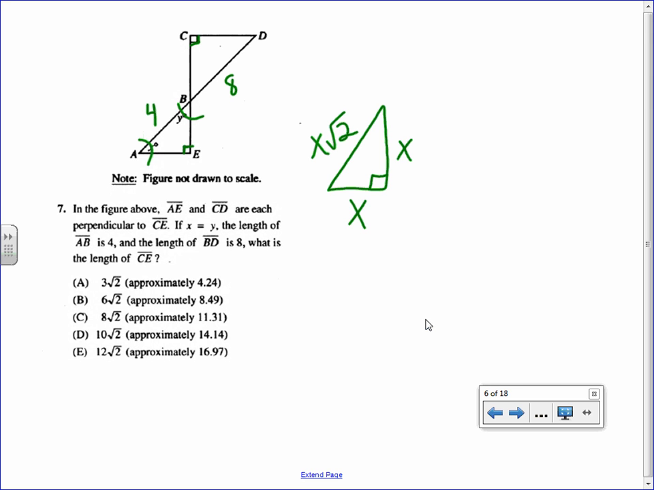If X is congruent to Y, if it equals Y, which I've marked here, the length of AB is 4, and the length of BD is 8. What is the length of CE?